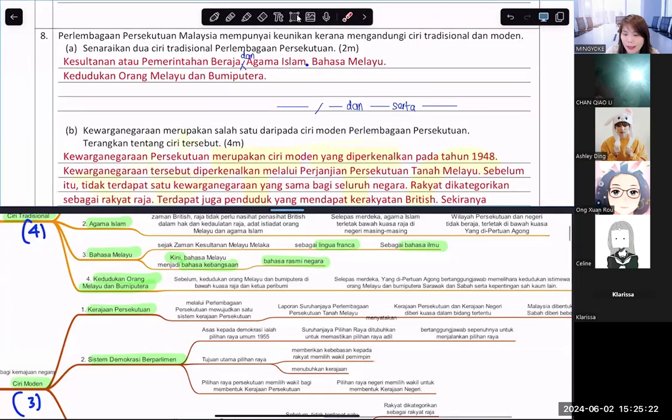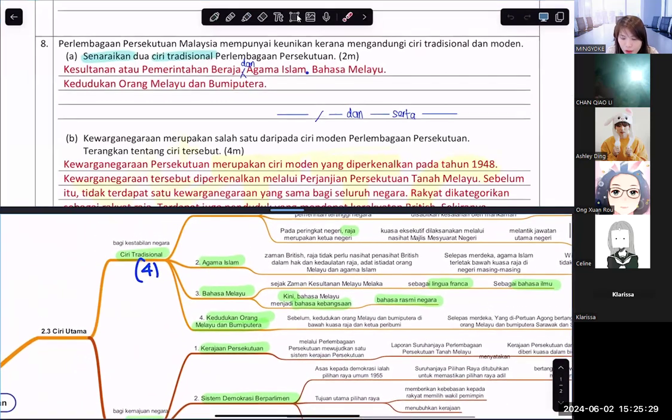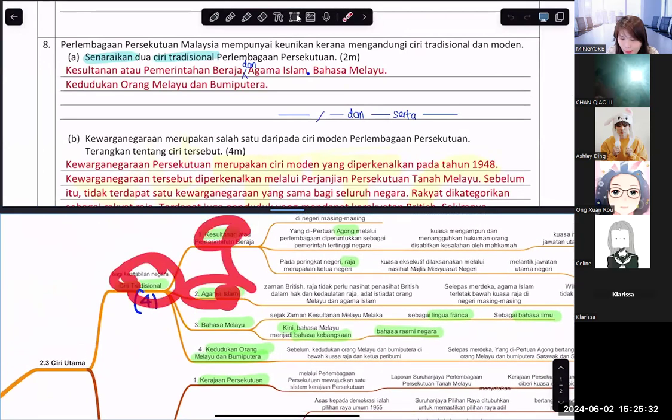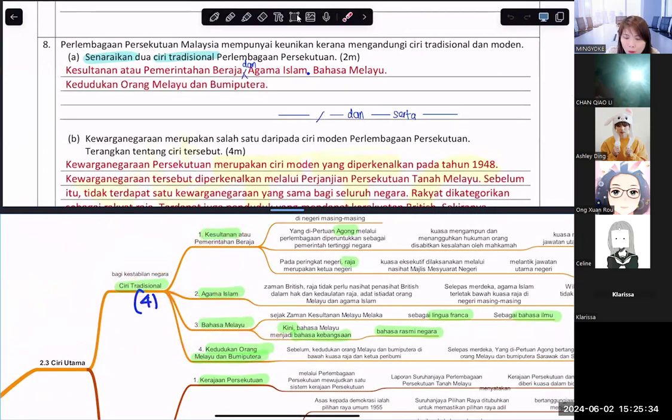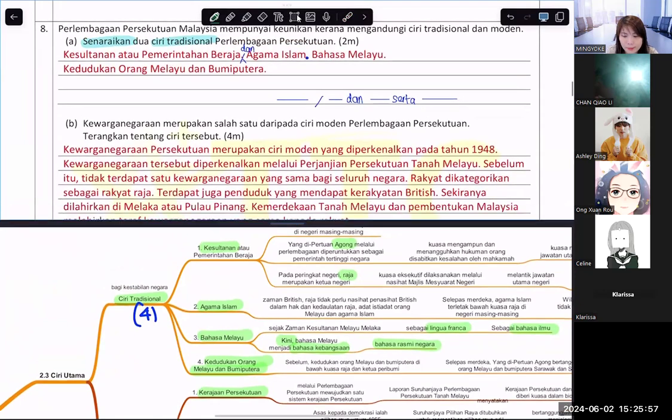Based on our soalan, ciri traditional, senaraikan ciri traditional. They just want ciri traditional. Means got what? Kesultanan, Agama Islam, Bahasa Melayu. So, they want 2, means you can directly write Pemerintahan Raja dan Agama Islam. Just like that, because it's one word only, easy. You do not need pertama, kedua, because it's nyatakan only, very simple, straightforward.